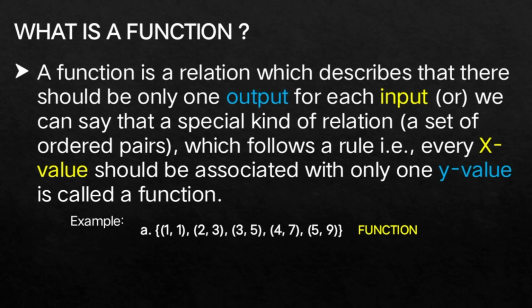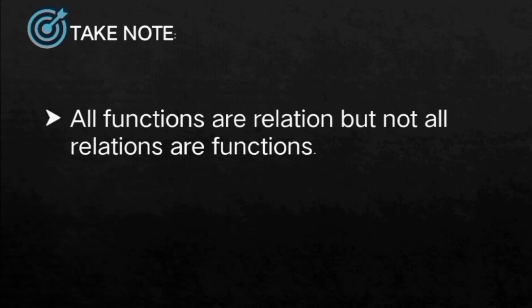So now let's proceed to function. What is a function? A function is a relation which describes that there should be only one output for each input. We can say that it is a special kind of relation which follows a rule. That is to say, every x value should be associated with only one y value is called a function. We have here an example: (1, 1), (2, 3), (3, 5), (4, 7), and (5, 9). Take note that all functions are relations, but not all relations are functions.